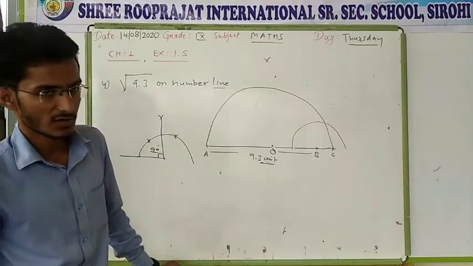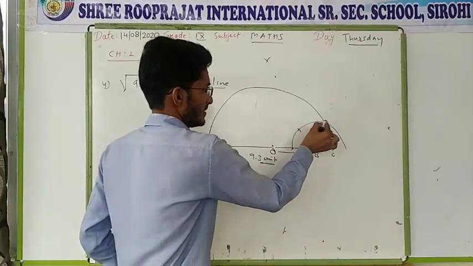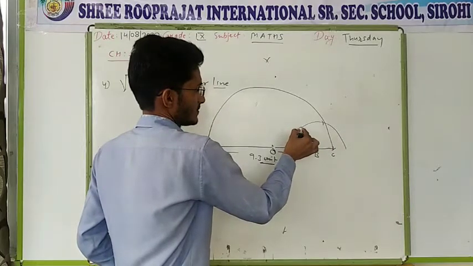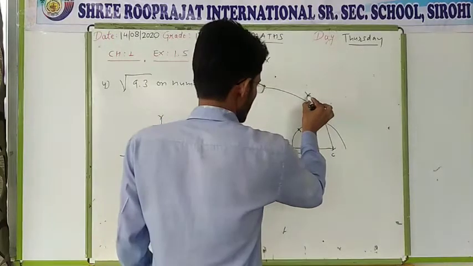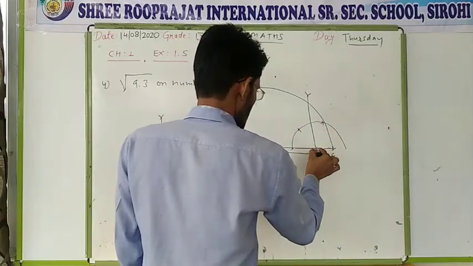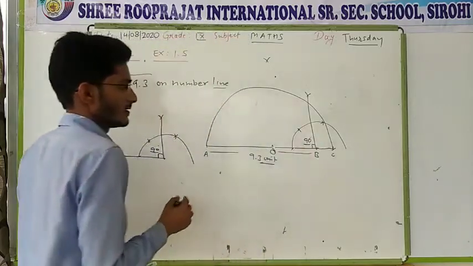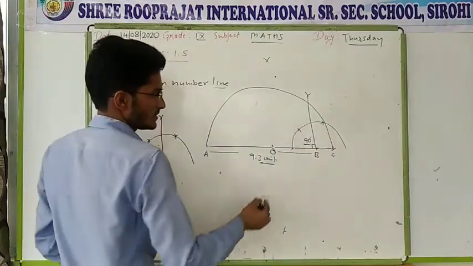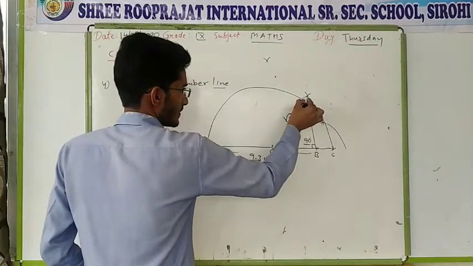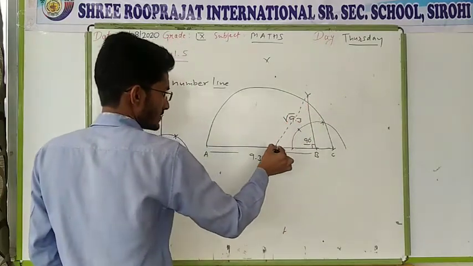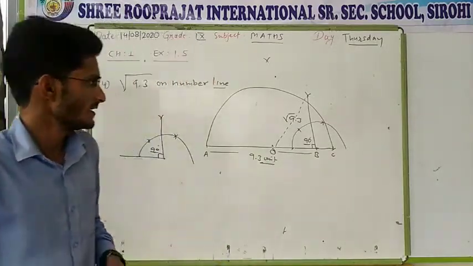Okay. Suppose this is your semicircle. From the starting it is 60. From here to here it is 120. From 60 to here, and from 120 to here. Now you have to join that point with B. You will get 90. So now that is your root 9.3. You can join that line with O. I just did it by hand.